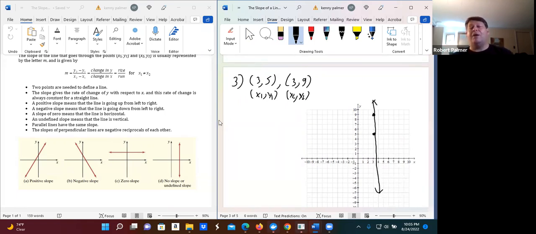In terms of rise over run, it appears there should be a rise, right? But no run, no back and forth. Let's see if that is the case. So expect this to be an undefined slope. Okay, so let's find the slope.